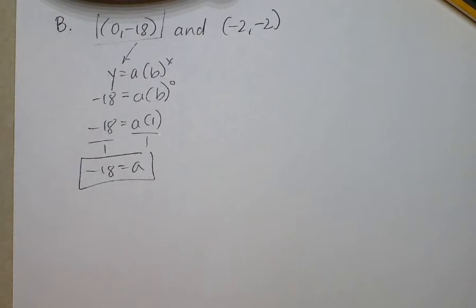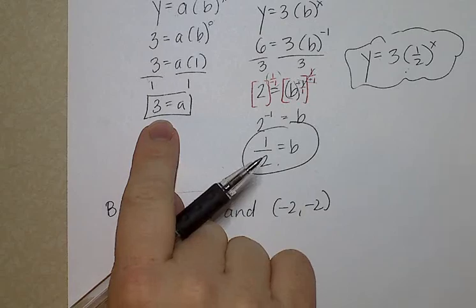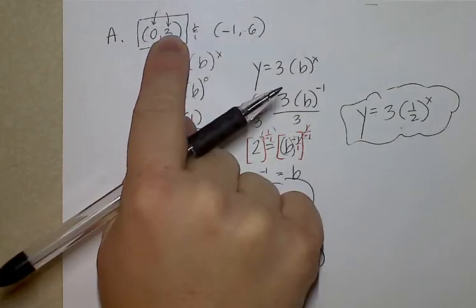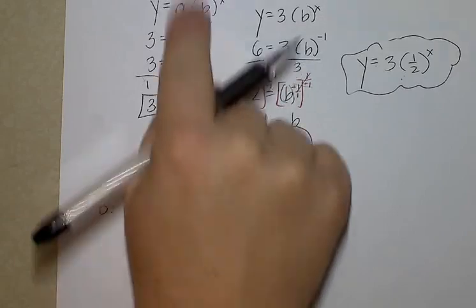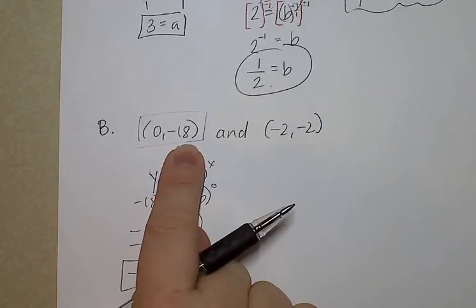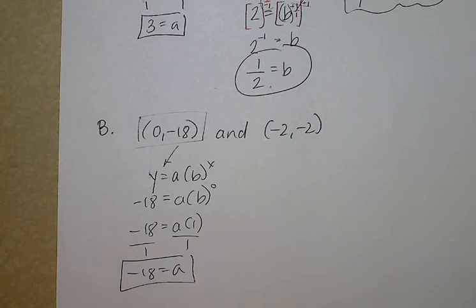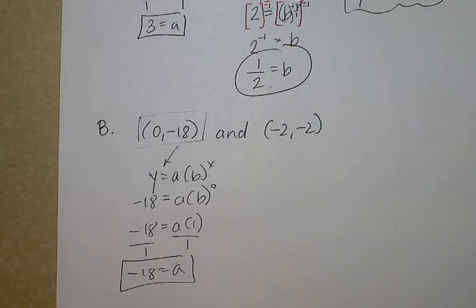Now let's make a general statement. Look back to example A and look at example B. When you have one of the 2 ordered pairs, and one of the 2 ordered pairs is a y-intercept, what is the A value going to be? The 3. What is the A value going to be? -18. Do you have to go through all of this work if you are given one of the values? No. So for instance, in the next problem, if I said it was 0, 5, I could simply write a is 5, and I move on to the next part.